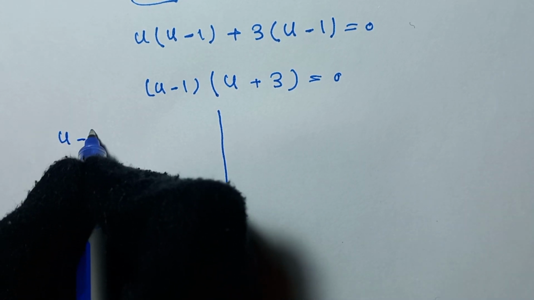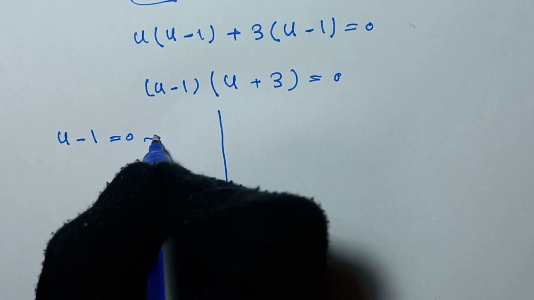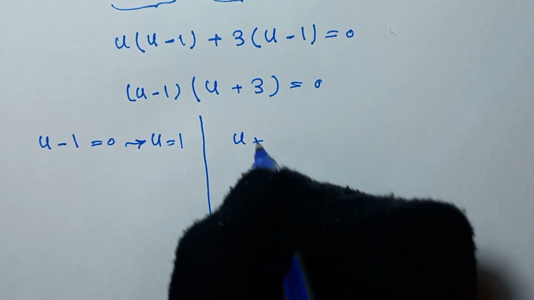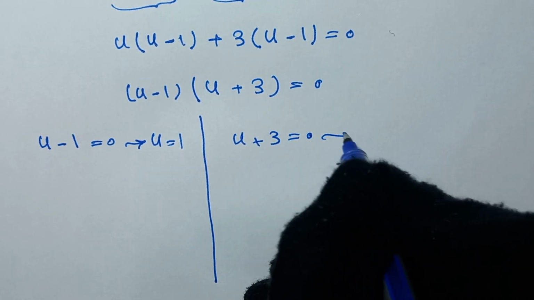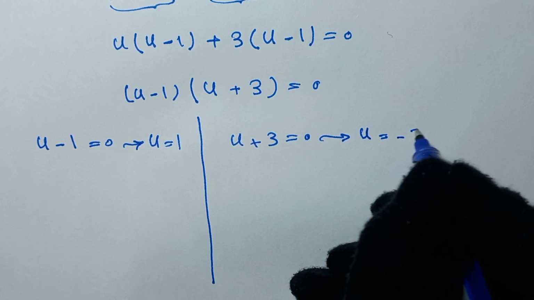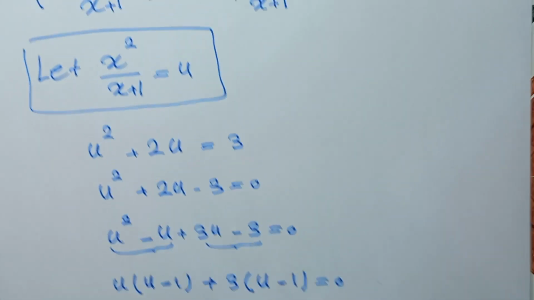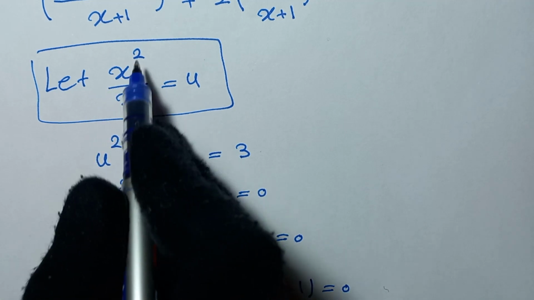u minus 1 equals 0, and from here, u equals 1. And here, u plus 3 equals 0, and from here, u equals negative 3. So, in the next step, we recall this: u equals x squared over x plus 1.